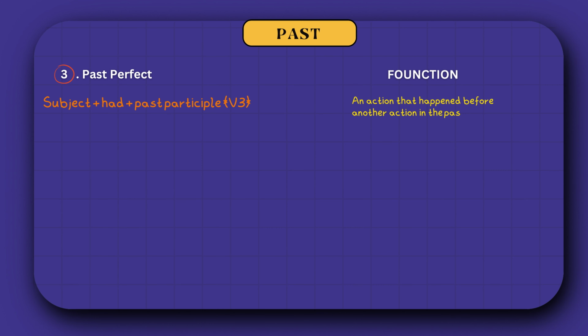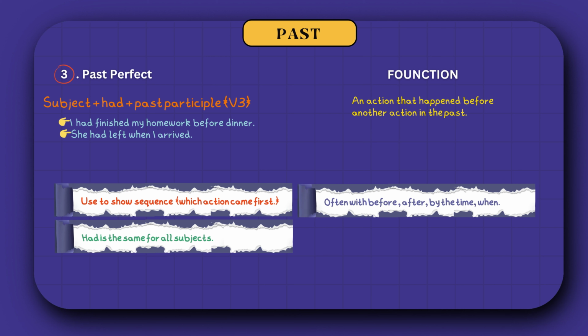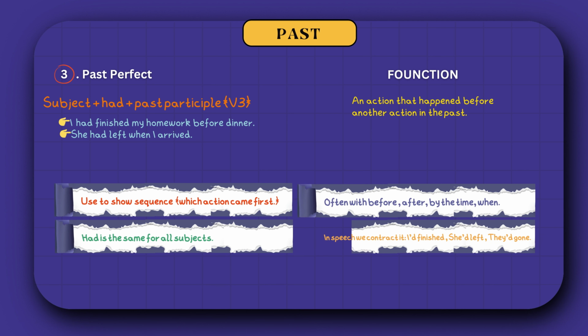Tips: Use to show sequence. Which action came first? Had is the same for all subjects. Often with before, after, by the time, when. In speech we contract: I'd finished, she'd left, they'd gone.